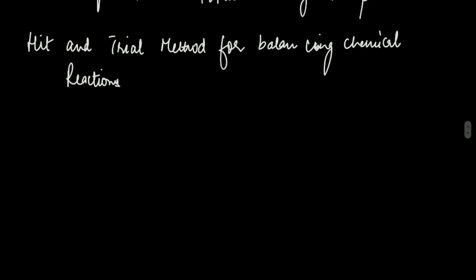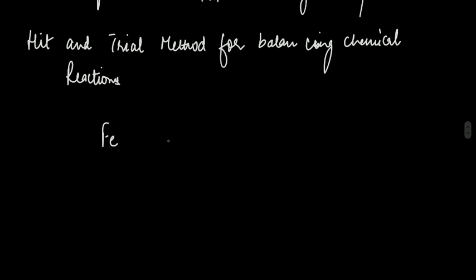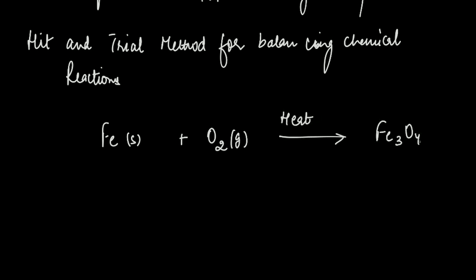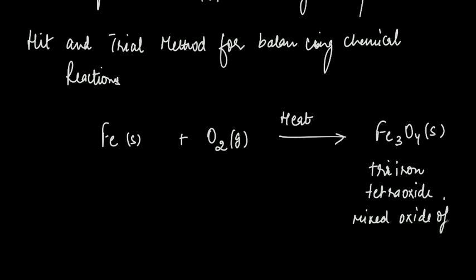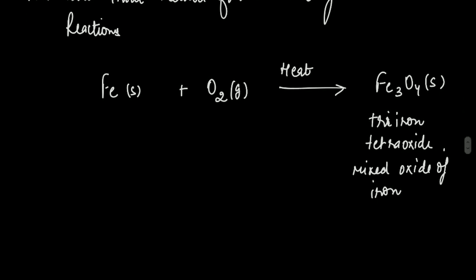So let's take another example. Iron in the solid state reacting with oxygen. This reaction requires heat. It forms Fe3O4, that is tri-iron tetroxide. We have multiple names. We can even call it mixed oxide of iron. And there is another name, ferroso ferric oxide.